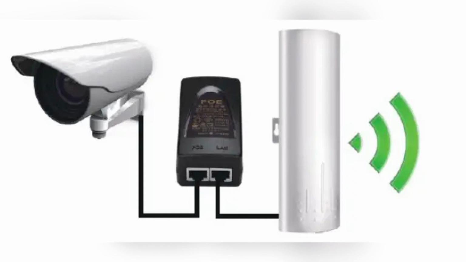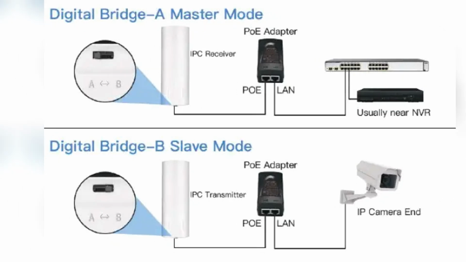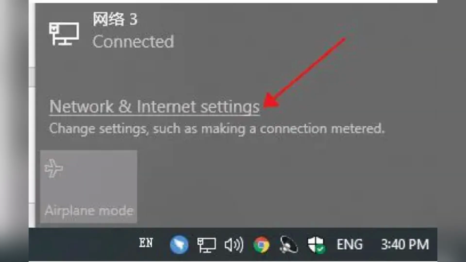If the devices are not auto-paired, follow these steps. Connect your computer to bridge A using an Ethernet cable. Set a static IP on your computer and open a web browser and type the bridge's default IP address. Log in using the default username and password and set the roles.